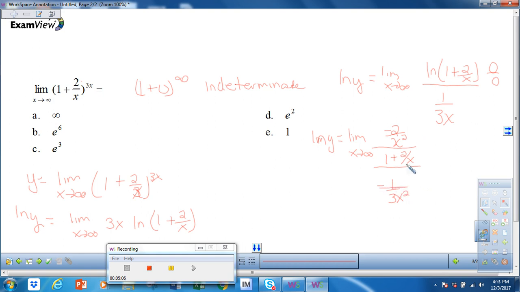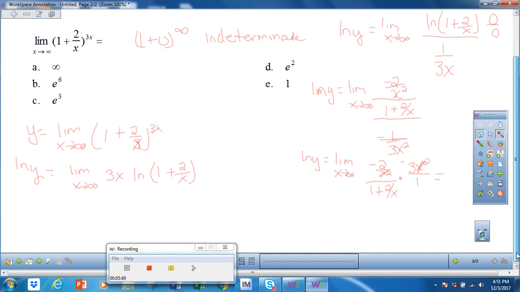Okay? Now, I can use some algebra here. If I multiply by the reciprocal, I get the limit as x approaches infinity of negative 2x squared over 1 plus 2 over x times 3x squared over 1, and it's negative. So this cancels with this, and let's see if I have enough room to write all of this.